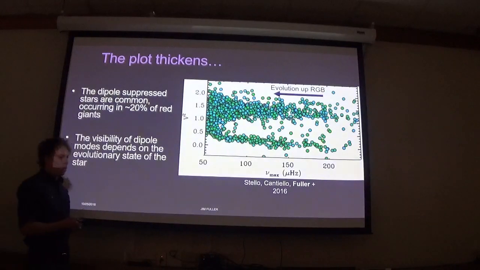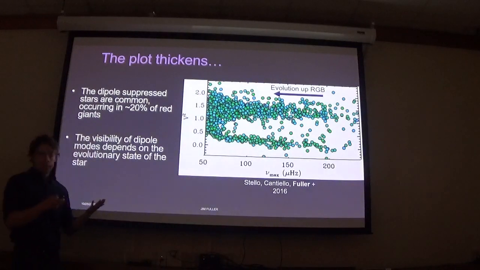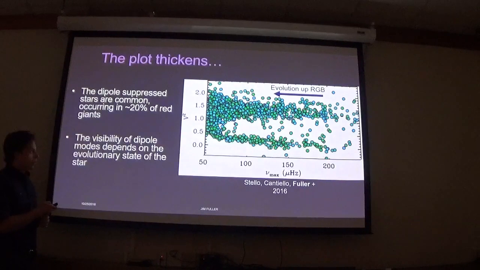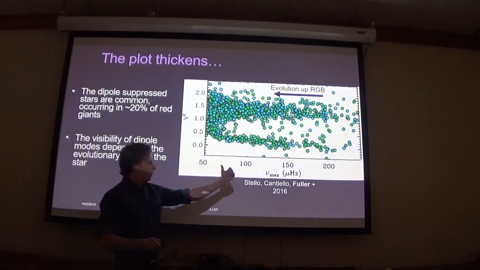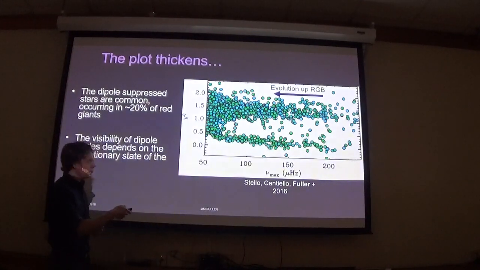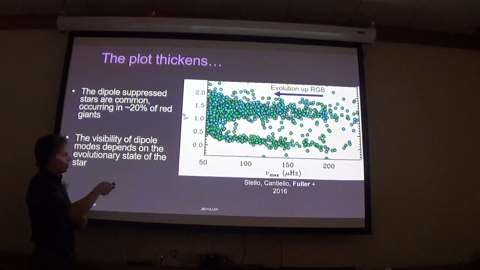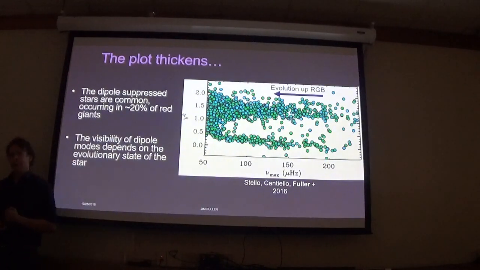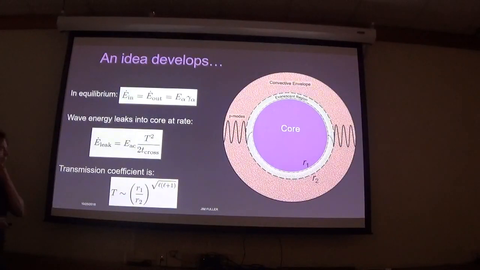And it turns out these stars are actually quite common. If you just plot the dipole mode power relative to the radial mode power, you see two very clear branches of stars. Each one of these points on this plot is a different star. These are stars that have evolved further up the red giant branch. These are stars lower on the red giant branch. So we see there are normal stars, and there's this clearly separate branch of stars with suppressed dipole modes. So something's going on in those stars.